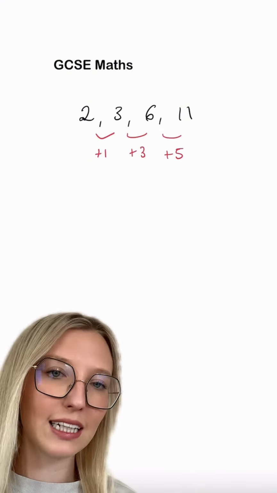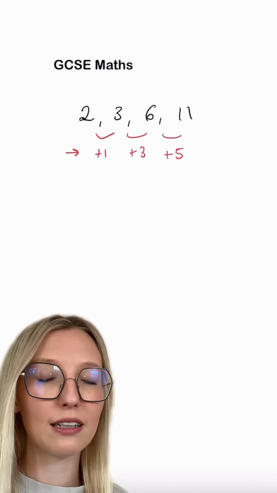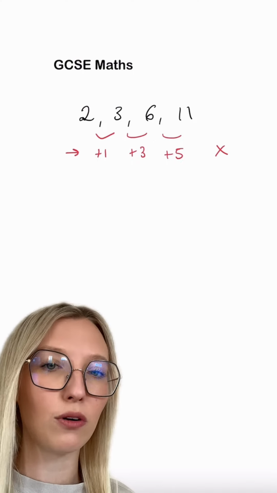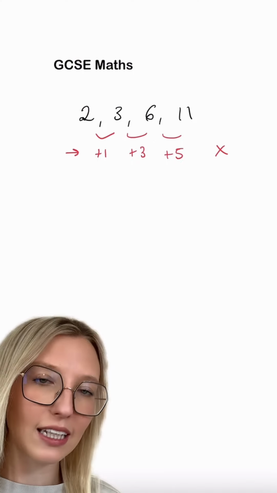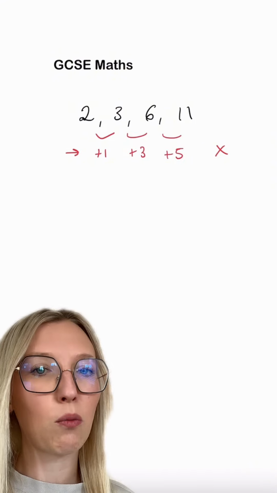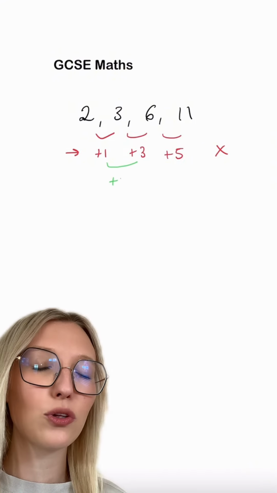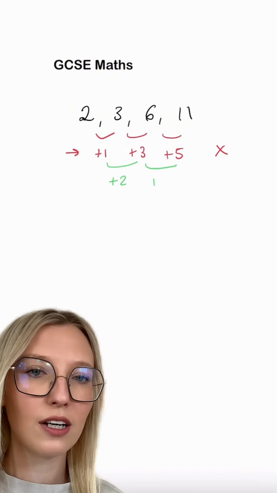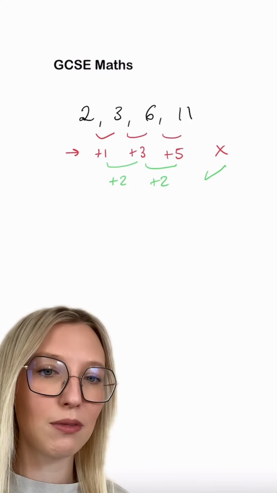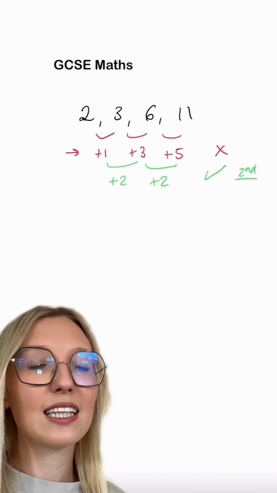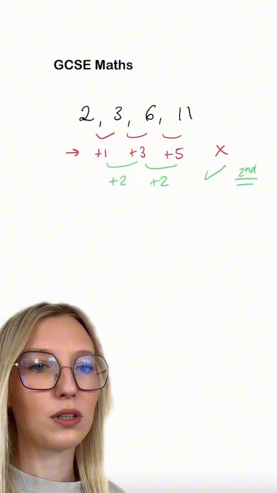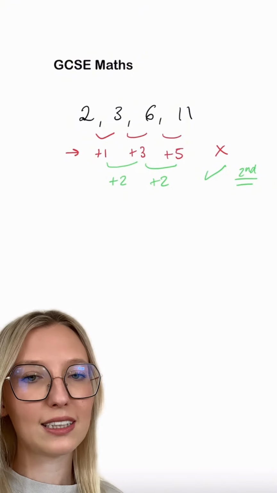Now, if this was a linear sequence, all of these differences would be equal, but they are not, which means we need to go ahead and find the second difference. So between 1 and 3 we're adding 2, and 3 and 5 we're adding 2. We've now got the same difference. And as this is the second difference, it's either called a second order or a quadratic sequence.